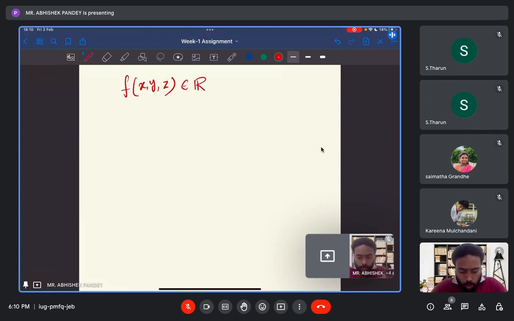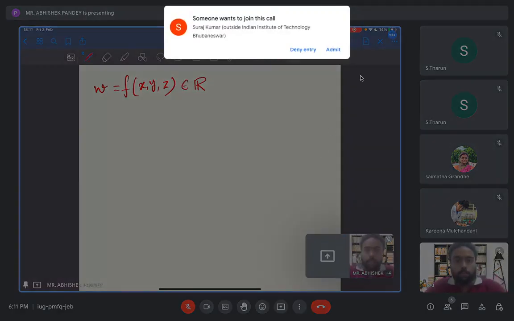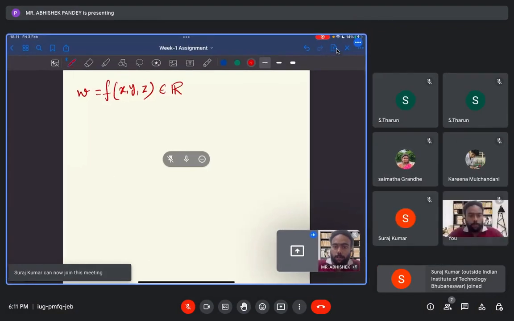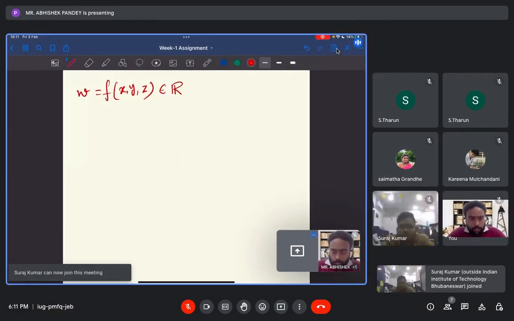Once you have such a function, it is difficult to draw its graph, because you need some extra dimension. You need some w, which will vary in R, and at each point you will get some value of f of x y z. I am denoting it with w. It is hard to draw the graph of this function because we need an extra dimension; only in three dimensions is it easy.